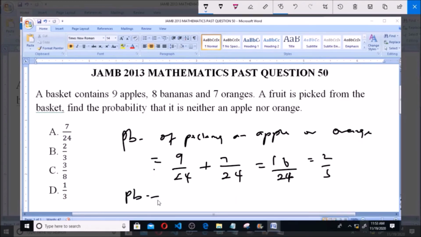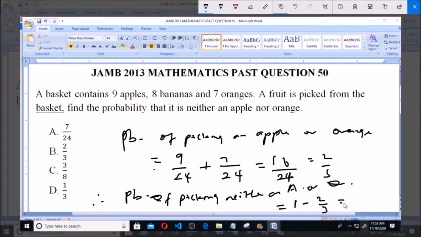Therefore the probability of picking neither an apple nor orange will be equal to 1 minus the probability of picking an apple or orange, that is 1 minus 2 over 3, and that is equal to 1 over 3. So the answer to this question is option D, 1 over 3.